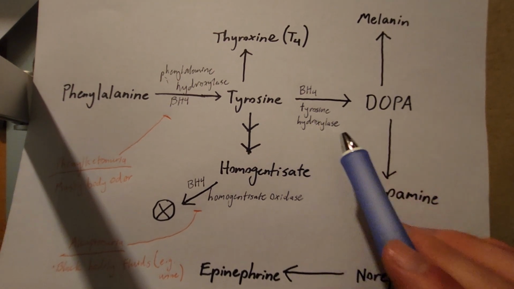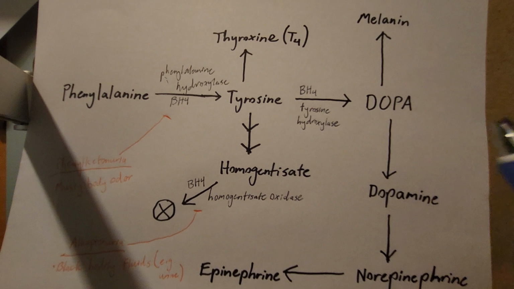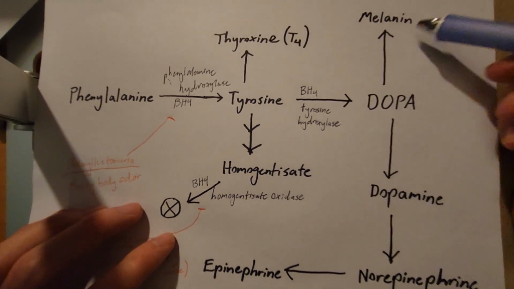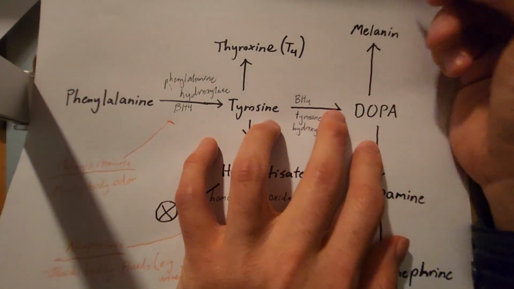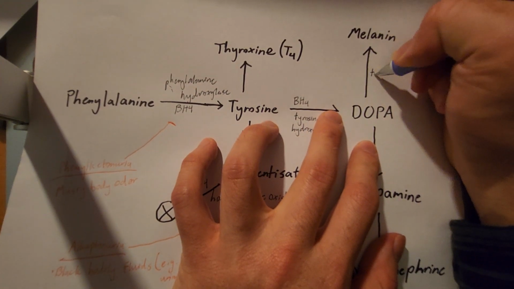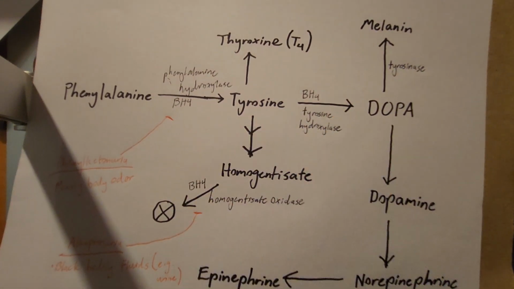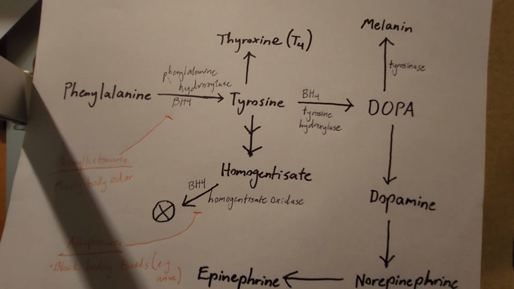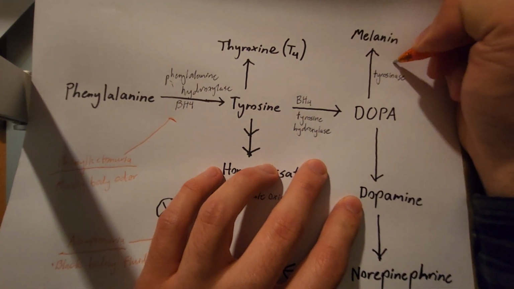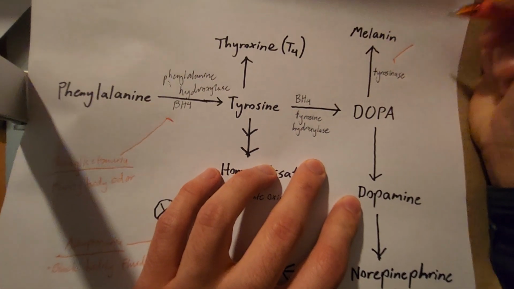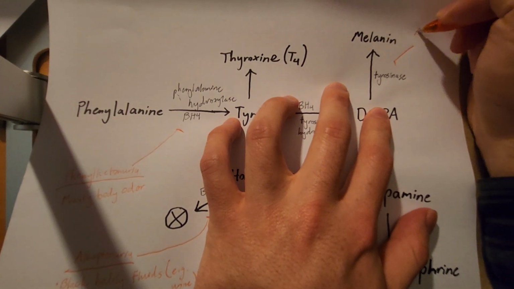For step one, I don't believe there's any significant disorders associated with this enzyme, but if you just go one step further from DOPA to melanin, that reaction is catalyzed by tyrosinase, which, no, that does not require BH4. Yeah, just making sure. So a defect in tyrosinase is what you see in albinism.